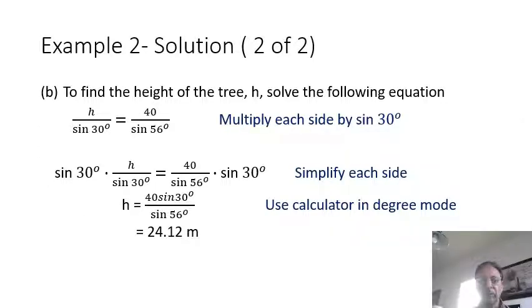To find the height of the tree H, we solve this equation: H over sine 30 degrees equals 40 over sine 56 degrees. So let's multiply both sides by sine 30 degrees, and then you can cancel out sine 30 degrees on the left side. You're left with H equals 40 times sine 30 degrees over sine 56 degrees. Put it on the calculator, and you should be able to get 24.12 meters.